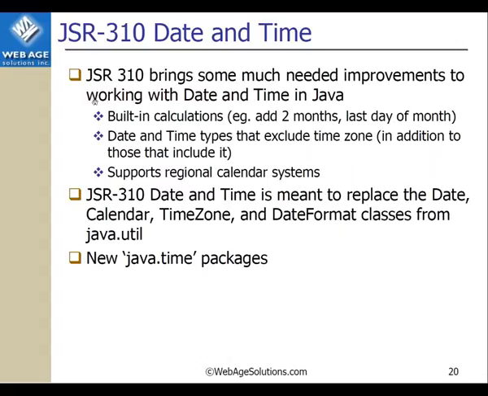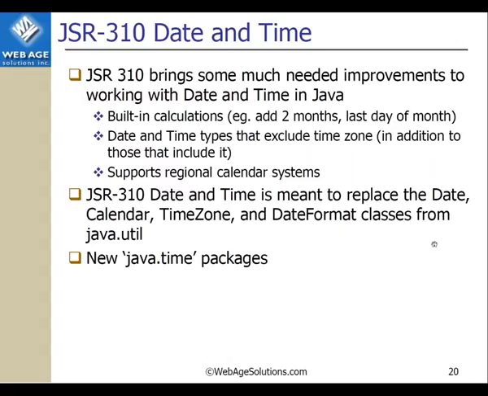So JSR 310, which is one of the many Java specifications, was kind of rolled up into what was released with Java 8. JSR 310 says, you know what, let's expand what you can do with basically time calculations, like built-in calculations. For example, what if I want to add 2 months? What if I want to get the last day of a certain month? Something like that. You can also work with date and time types that exclude time zone or ones that include it. So depending on the context, do I want to have time zone included or not? Right? Kind of meant to replace the Date, Calendar, TimeZone, and DateFormat classes from java.util.